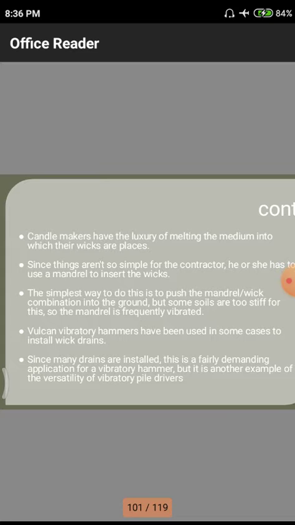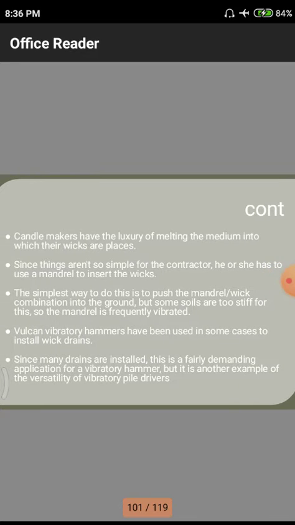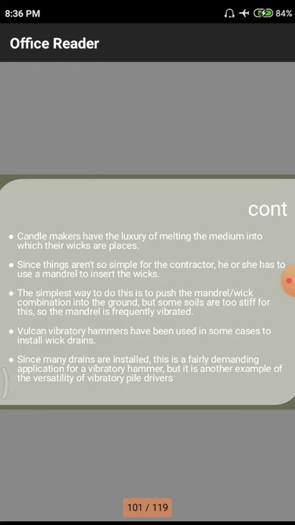Next, since things are not simple for the contractor, he or she has to use a mandrel to insert these wicks. Previously we were using this with candle makers.